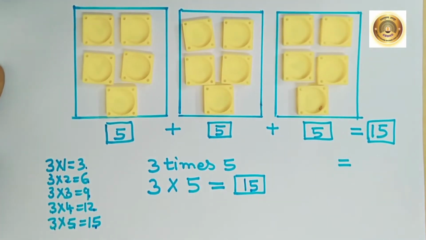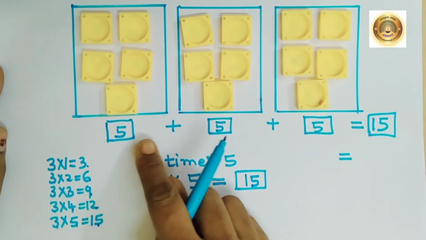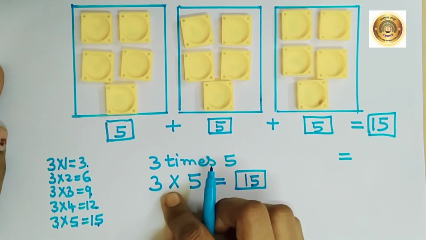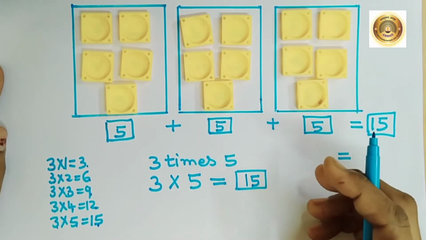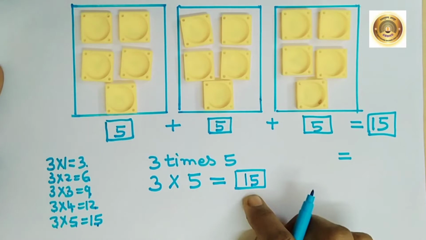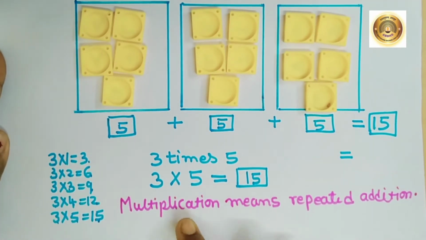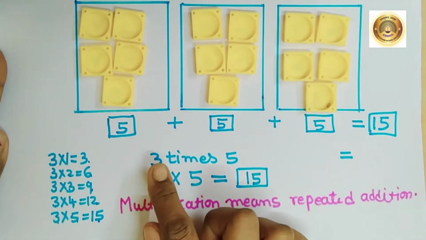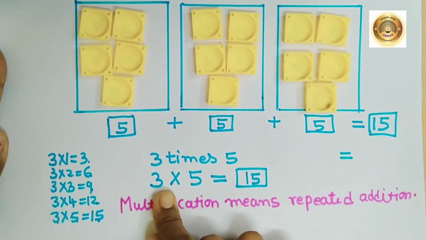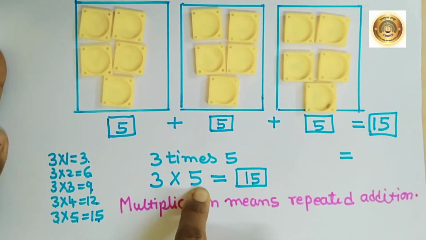So what do you mean by that, children? Yes. If you want to add the same number again and again, you can use the multiplication also instead of adding the same number again and again. So what we conclude that with this example, children? Yes. Instead of adding again and again same number, we can multiply the number of times with the number of groups.